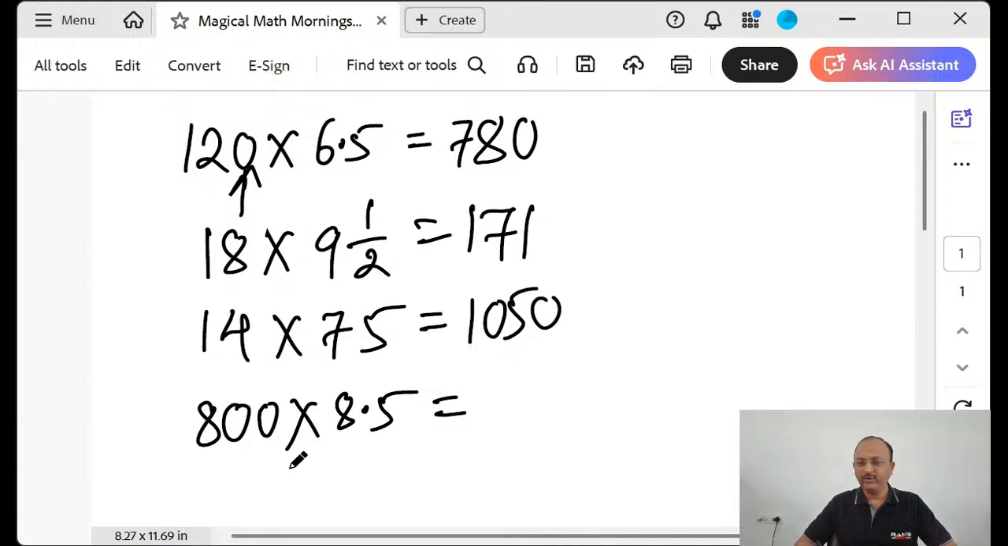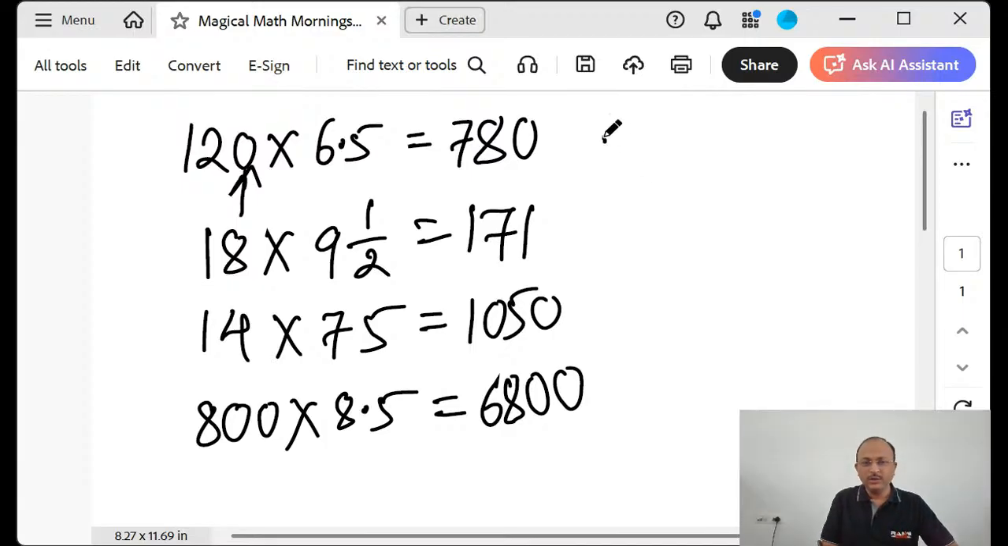Into 8.5. Doubling concept. Some of you in a hurry, I think it's a typing mistake, I believe. 8.5, when you double, it will become 17. Yes, it is correct. And this will become 400. So only I will do 17 fours are 68. But I will not forget to take these two zeros together. Correct? Perfect. It is 76,800.